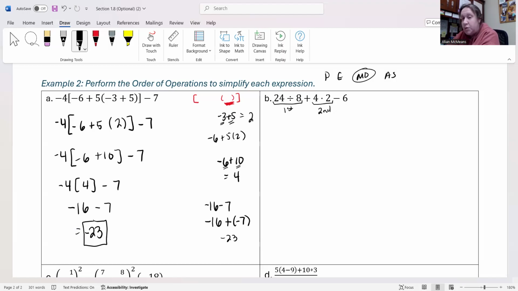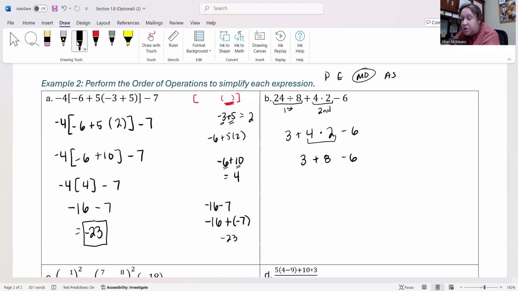So 24 divided by 8. I really need to ask myself, what do I multiply 8 by to get 24? Well, I would have to multiply 8 by 3 to get 24. Therefore, 24 divided by 8 is 3. So I'm going to replace the 24 divided by 8 with a 3, and then I'm just going to rewrite the whole problem again. Now I'm to the point where I need to do that second step, which is the multiplication. Well, 4 times 2 is just 8. So I get 3 plus 8 minus 6.